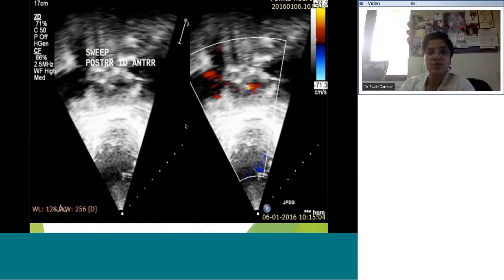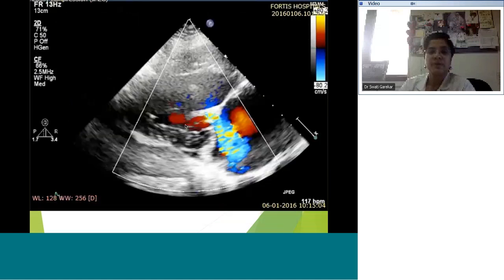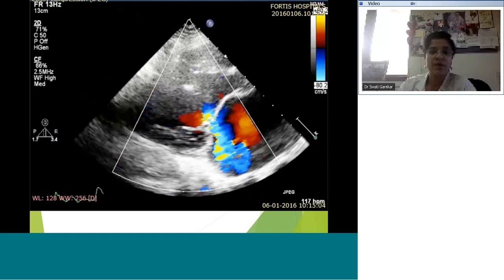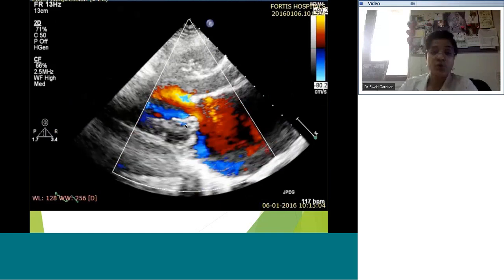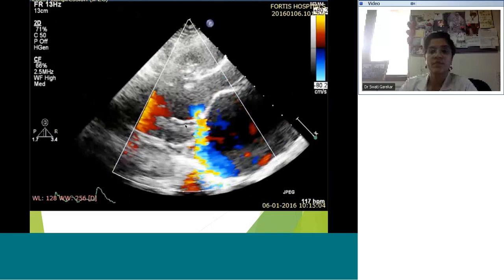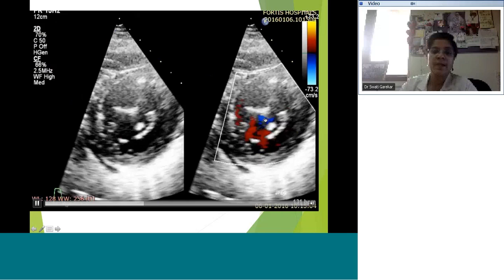So this is the typical appearance. If there's MS and a whole lot of MR, the BMV isn't a good idea. You've got to surgerize. Parasternal short axis view.